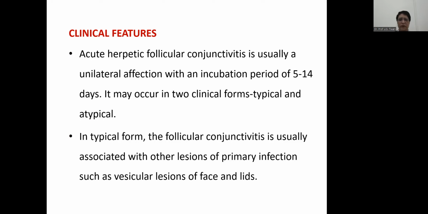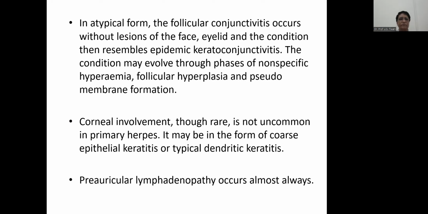The typical form of follicular conjunctivitis is usually associated with other lesions of the primary infection, such as vesicular lesions of the face and lips. So a primary herpes simplex lesion will be in the form of vesicular lesions of the face and lip. It must arouse the suspicion that the eyes can also be involved. In the atypical form, however, the follicular conjunctivitis occurs without lesions of the face and eyelids, and the condition then resembles epidemic conjunctivitis. The condition may evolve through the phases of non-specific hyperemia, follicular hyperplasia, and pseudomembrane formation.